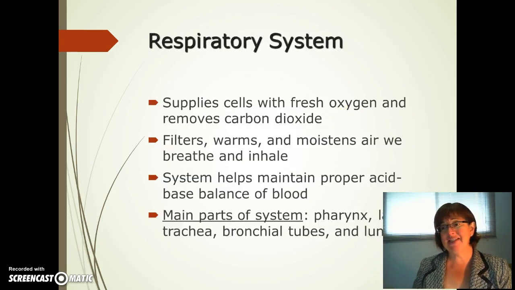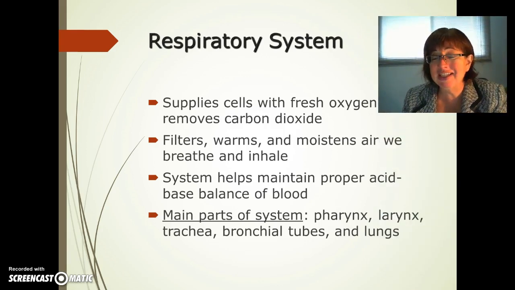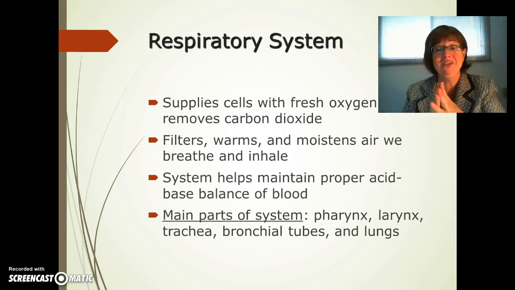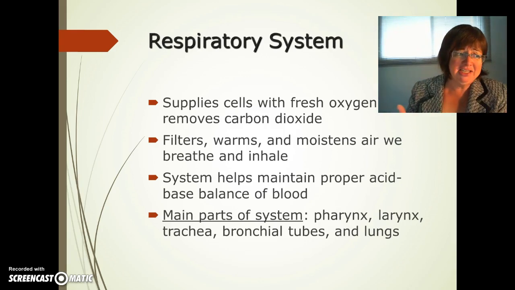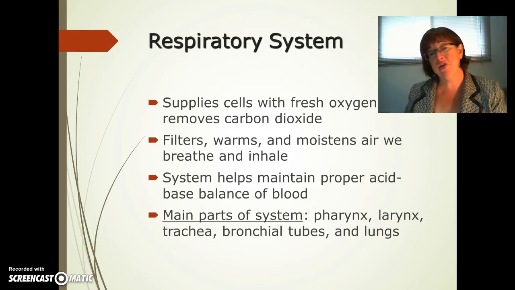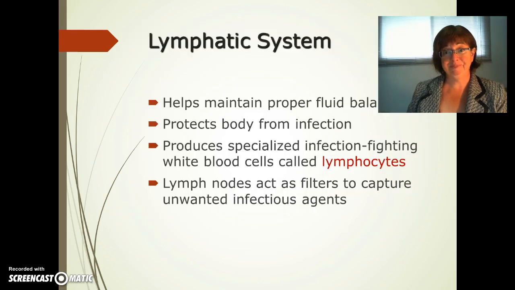Your respiratory system. Respiratory has to do with breathing. So the whole idea of your respiratory system is to collect fresh oxygen and deliver it to your blood cells and to remove carbon dioxide from your lungs. Your nose also filters, warms, and moistens the air when you breathe in. And it helps balance acid-base balance, which you may never have thought about in your blood, because if you have too much acid in your blood, you will change your breathing. The main parts are your pharynx, larynx, trachea, bronchial tubes, and we'll go into more detail of what those are later. But basically, they're just the passages down to your lungs.